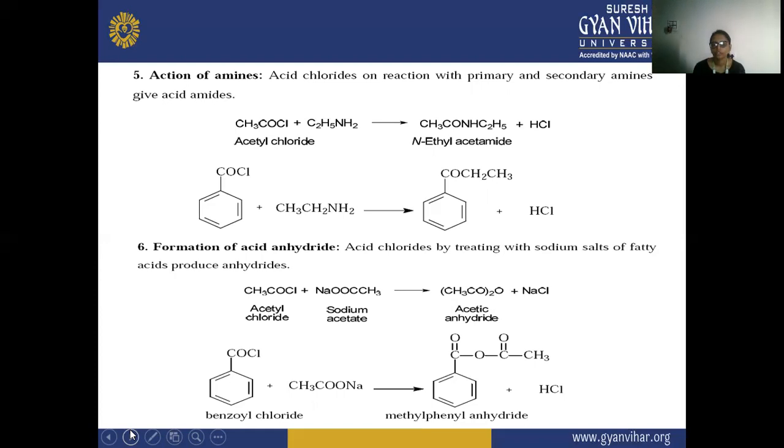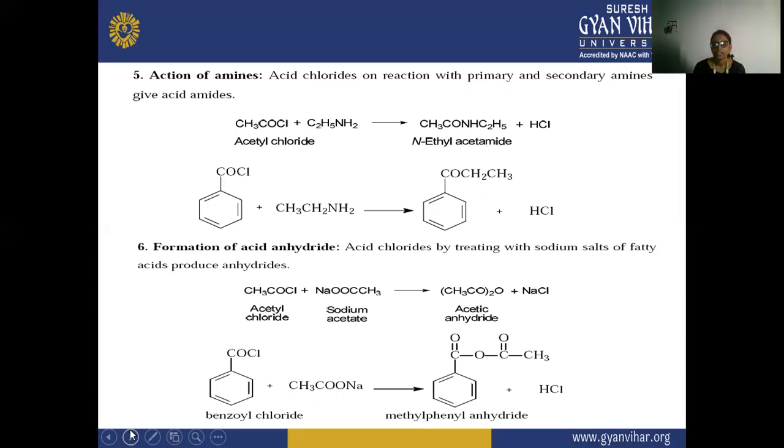So the fifth reaction of this acid chloride is the action of amines. In this, the acid chloride on reaction with primary and secondary amines gives acid amide, and in this, the acetyl chloride is reacting with your primary amine, and there is a formation of an N-ethyl acetamide plus HCl. Here, benzoyl chloride is reacting with your primary amine, and there is a formation of the amide plus HCl.